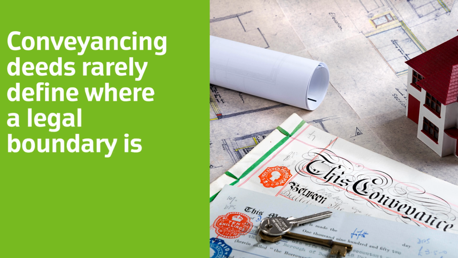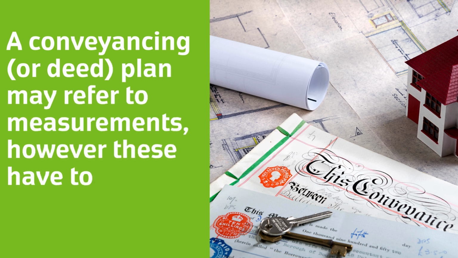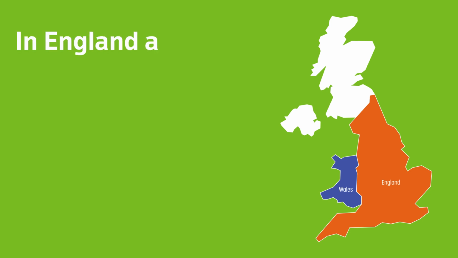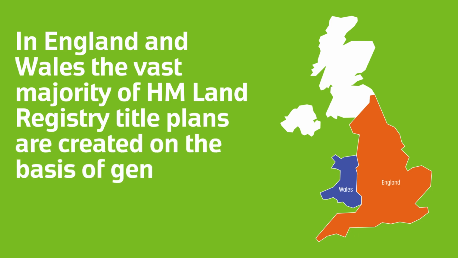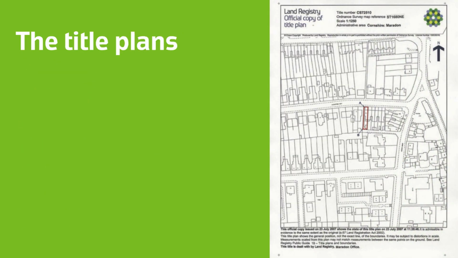A conveyancing or deed plan may refer to measurements, but as the land in question may not be level, and there is often no information about where and how it was measured, these have to be interpreted. For these reasons, in England and Wales, the vast majority of HM Land Registry title plans are created on the basis of general boundaries, rather than precise legal boundaries. The title plans we provide are therefore intended to be a general pictorial representation of the boundaries in registered property or land, not a guarantee of their measurements.